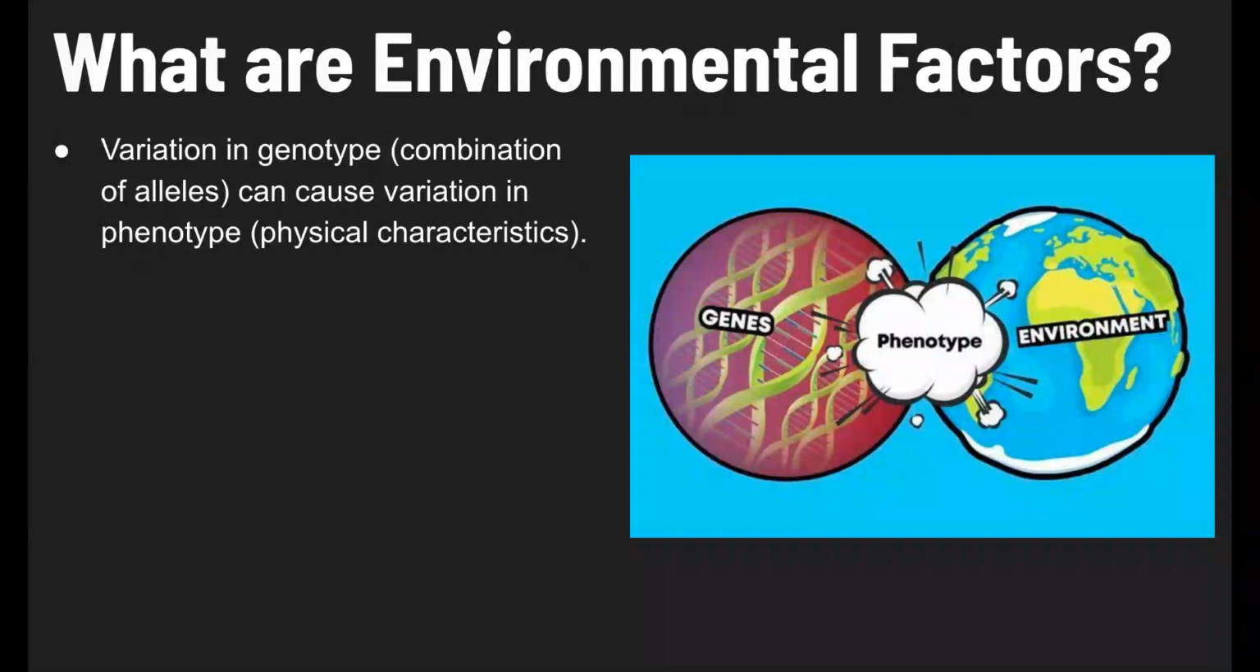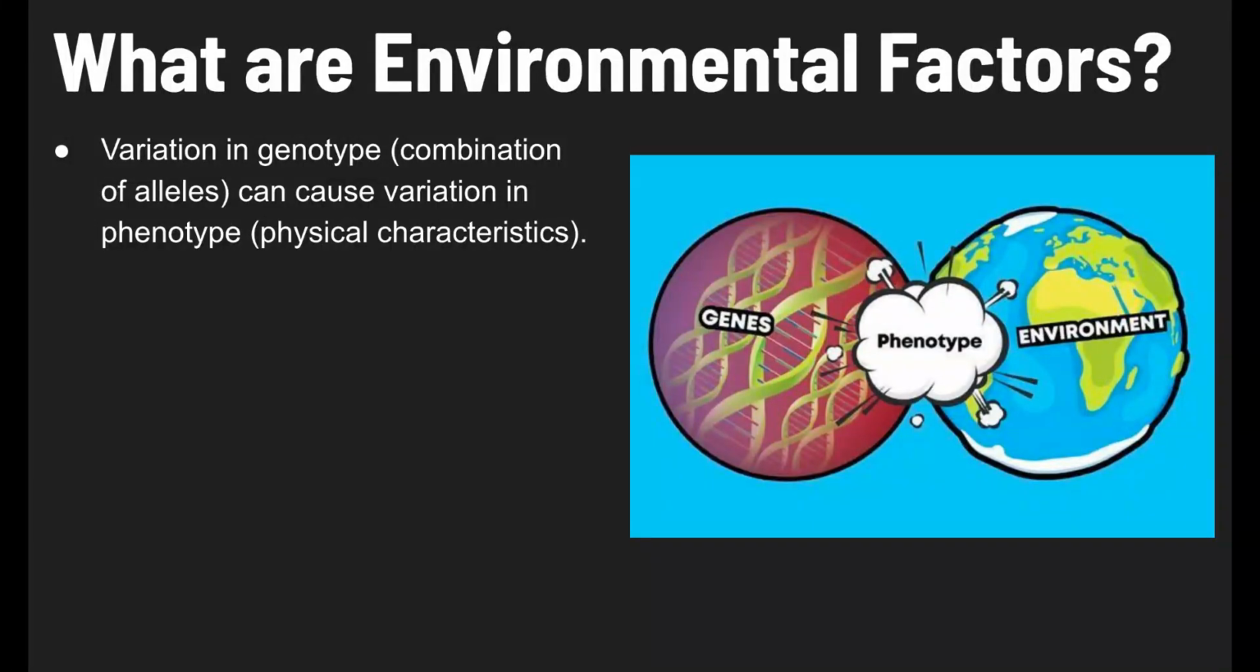So, in previous videos, we've talked about how variation in genotypes, genotypes being the combination of alleles, can cause variation in phenotypes. And phenotypes are the physical characteristics that you see. And we talked about how you get some of this genetic variety from things like mutations and certain events during meiosis, like independent assortment and crossing over and non-disjunction.